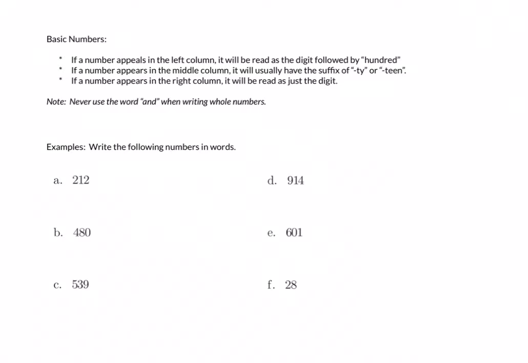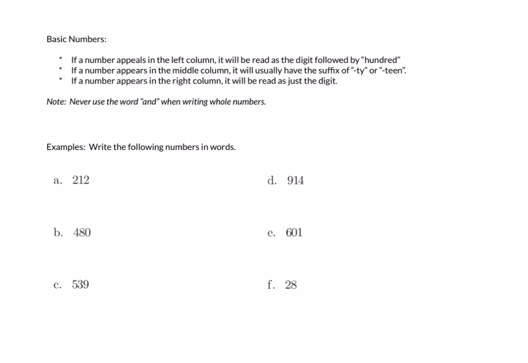So let's talk about some basic numbers before we get into the big long ones. As we talked about before, every number is basically a combination of 3-digit segments. So we're going to start with the 3-digit segments, or basic numbers. Now, in a 3-digit number, you have three things. You have the number that appears in the left column. It will be read as the digit followed by the word hundred.